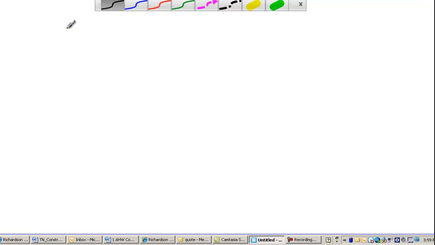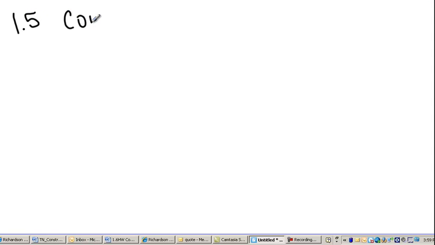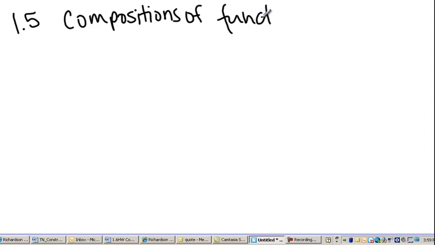Hey guys, today we are talking about compositions of functions. So go ahead and label your notes 1.5, compositions of functions.